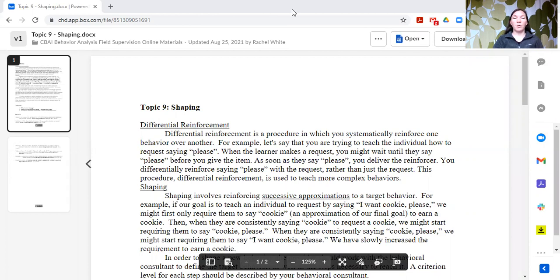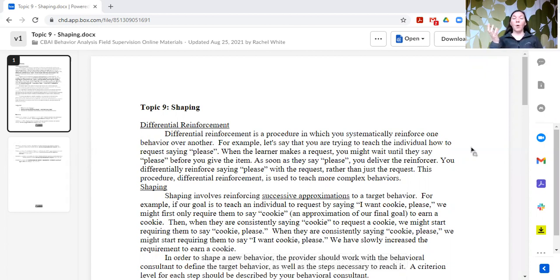So differential reinforcement just means that you are selecting one behavior to reinforce over another. So for example, a parent may decide to honor a polite request that involves the word please and not honor requests that do not involve the word please. That would be an example of differential reinforcement. They are differentially reinforcing the use of please in a request, and they're not reinforcing requests that do not include the word please. So that is differential reinforcement.